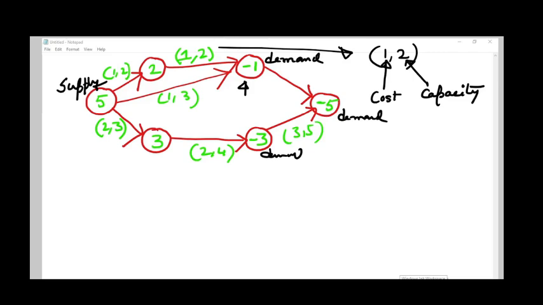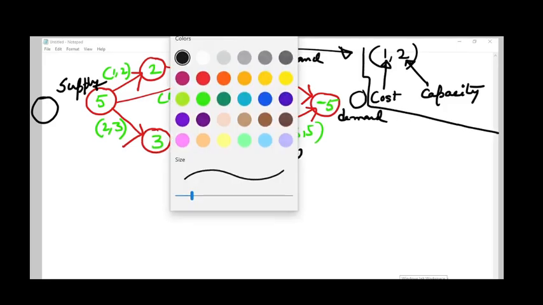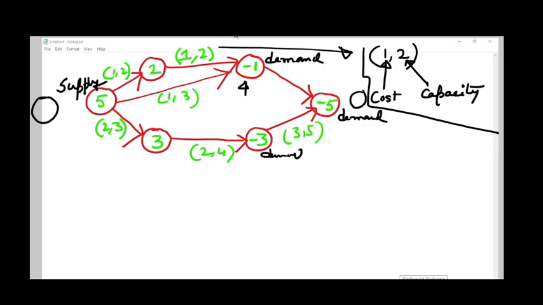Now you have to convert it. How to convert? You see the algorithm, all of you. The algorithm says that you have to add a source node and a sink node. So you have to add a source node here and a sink node here. Let's say this source node has been added. Let's call it S. The sink node, let's call it T.